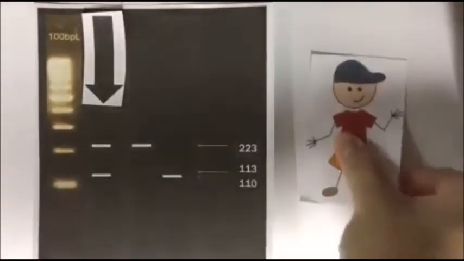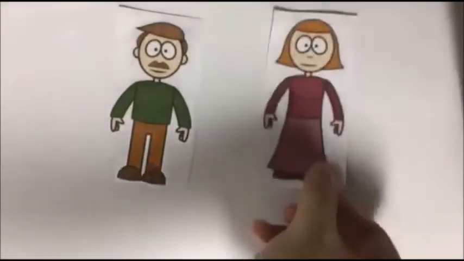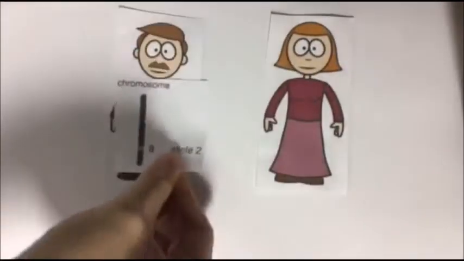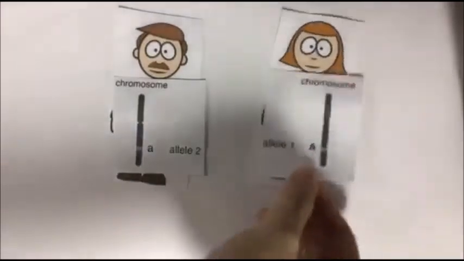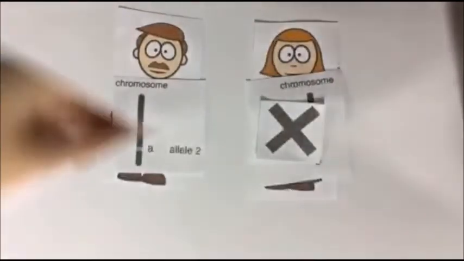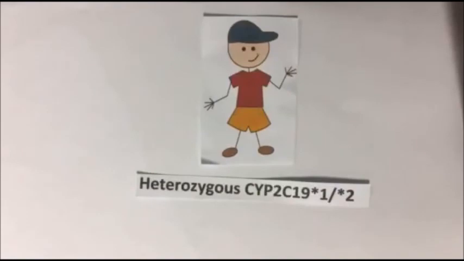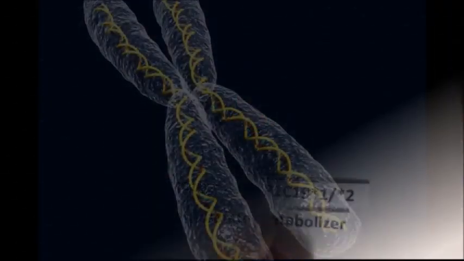For John, it exhibits three bands, 233, 113, and 110 base pairs. This is because each individual carries two alleles, one from the mother and one from the father. This shows that only one allele has the enzyme recognition site. This suggests that John is a heterozygous variant of CYP2C19*1*2, thus an intermediate metabolizer.